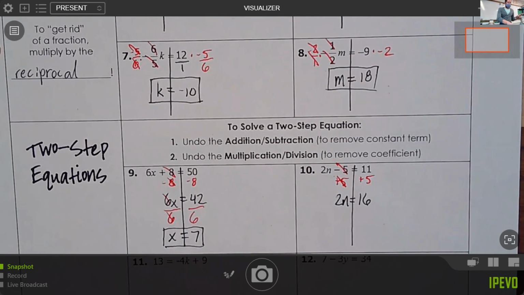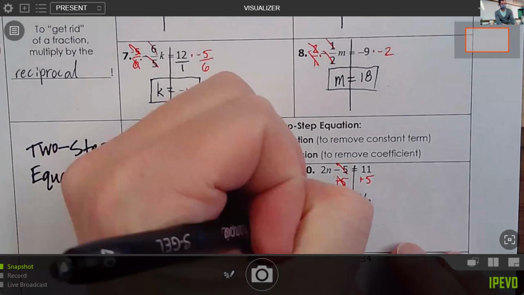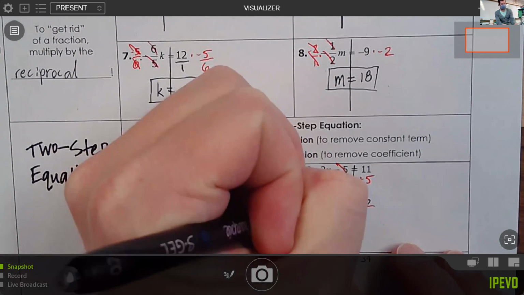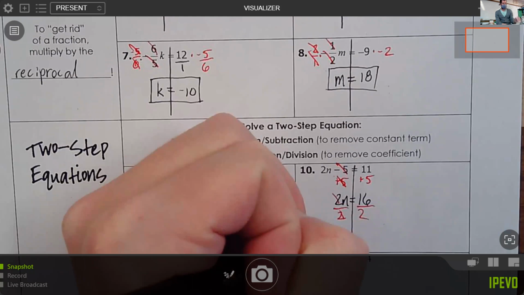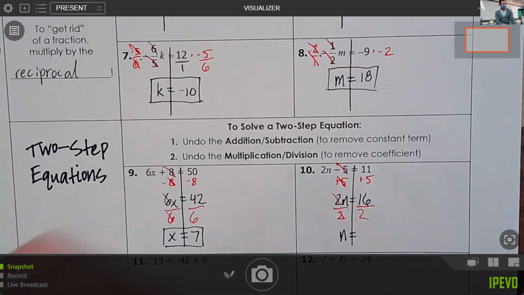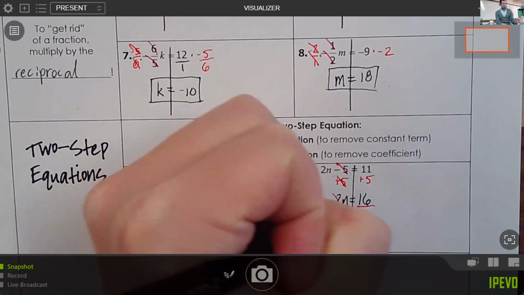So we have to undo the multiplication now. And it says times 2. So we're going to undo the multiplication by dividing both sides by that value of 2. On the left-hand side, the 2's cancel. And we're left with n. 16 divided by 2 gives us our answer, n equals 8.